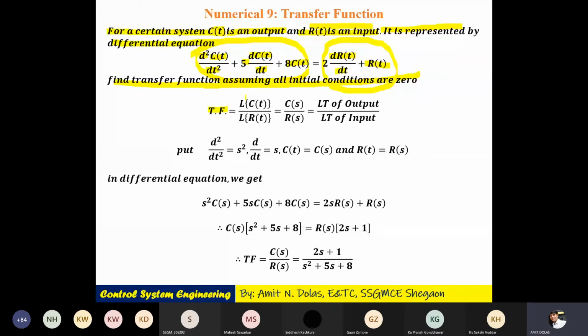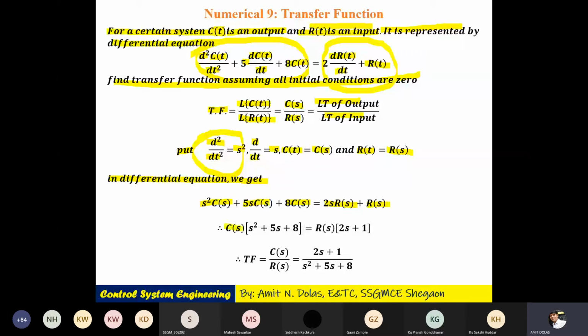So we know what the transfer function is. It is the Laplace transform of the time domain output over the Laplace transform of the time domain input, so it will be C of s upon R of s. We'll put d square by dt square equal to s square, d by dt equal to s, c of t equal to C of s, and similarly r of t equal to R of s. Very simple. In the differential equation, in place of d square by dt square I put s square. So s square C(s) plus 5s C(s) plus 8 C(s) equal to 2s R(s) plus R(s).